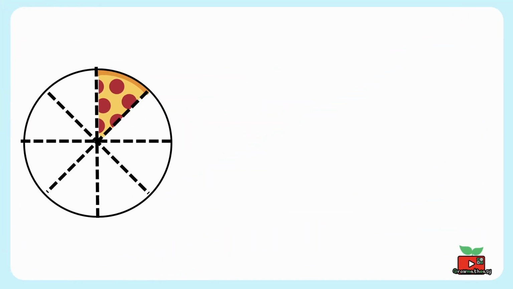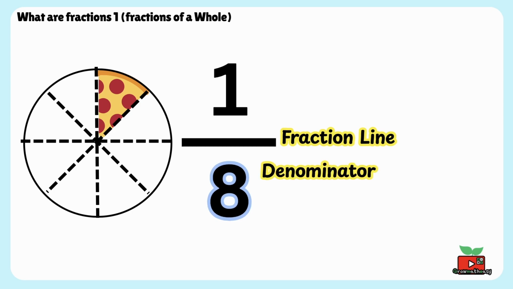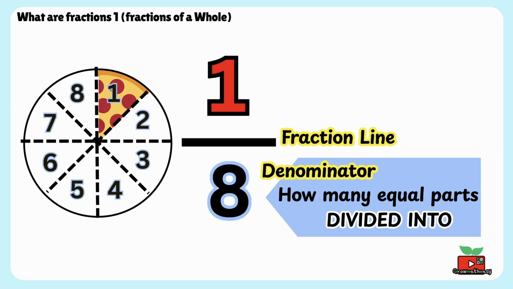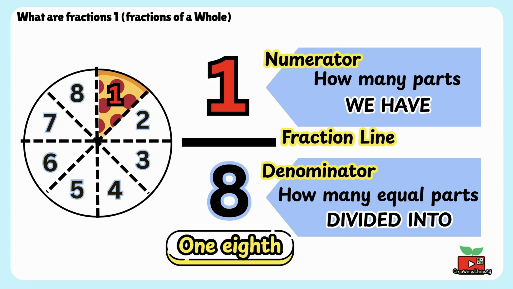Let's quickly review. In fractions part 1, we learned that a fraction has 2 numbers with a line between them. The line is called the fraction line. The bottom number is the denominator. It tells us how many equal parts the whole is divided into. In this case, the pizza is divided into 8 equal parts. The top number is the numerator. It tells us how many parts we have. Here, we have 1 part of the pizza. So we call the fraction 1/8.